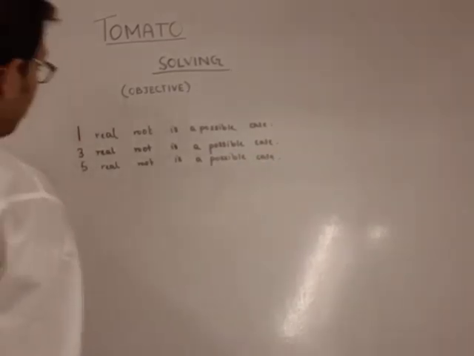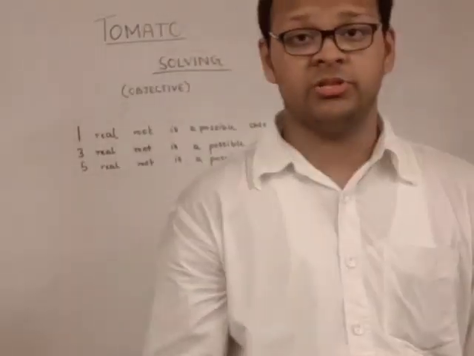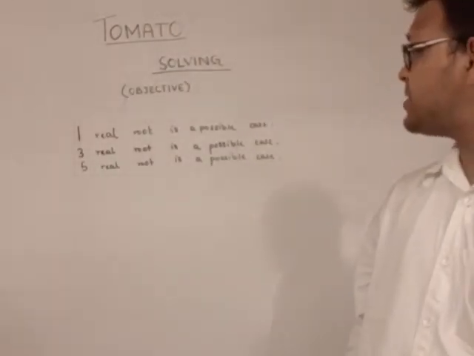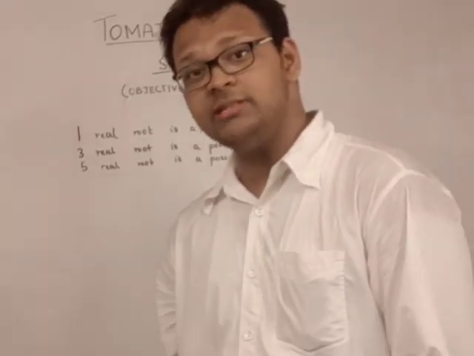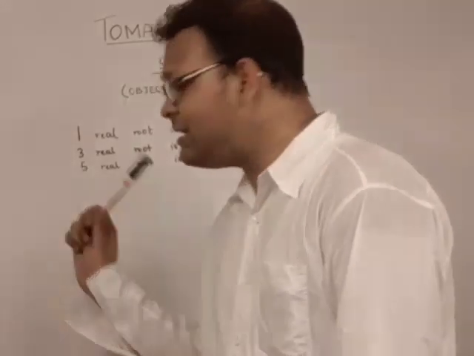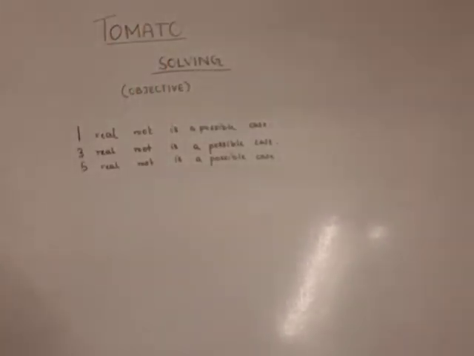So one real root is a possible case, 3 real roots is a possible case, and 5 real roots is a possible case. So the number of real roots is 1 or 3 or 5. So if I tally this with the tomato book, then what is the option number? So it's option number C.